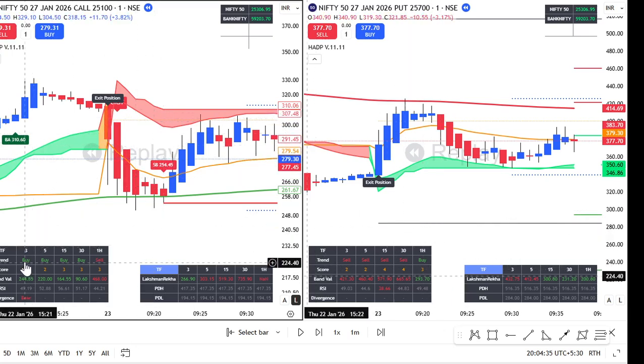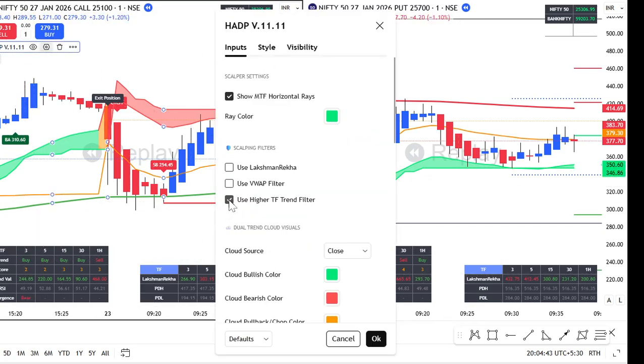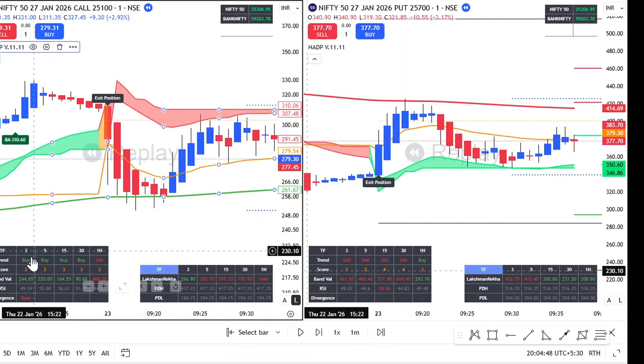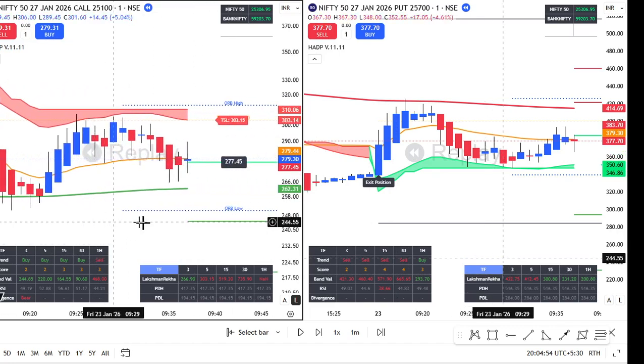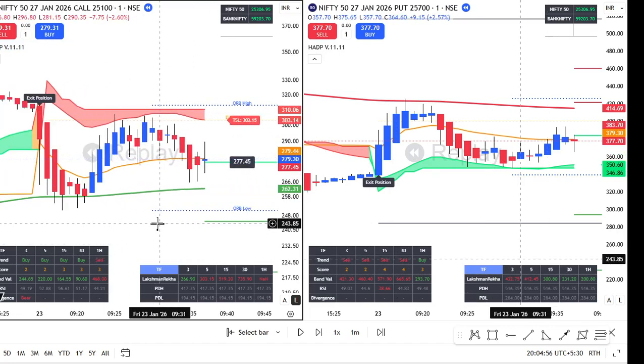But what is happening to my parent candle? It is in buy. 3 minutes is in buy. So when I turn it on, it will avoid giving me sell signals because my 3 minutes is in buy. I am trading a 1 minute candle. My parent candle is in buy. It will avoid the sell signals. This is the importance of using it.